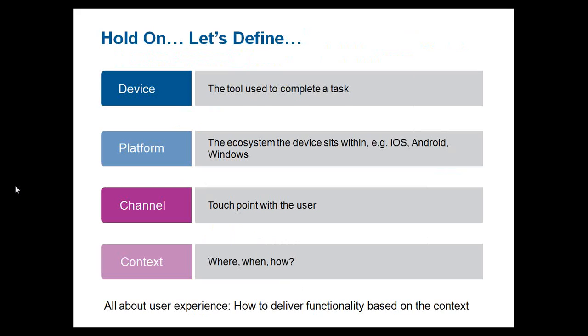So we don't want to worry about devices, the tools. We don't want to be worrying about the platforms, the ecosystems. That's to say that really the type of smartphone, the type of tablet that people are using really shouldn't matter. What we're concerned about is whether they're using a smartphone or tablet or PC, and where and when, because those two go hand in hand with how our users are actually trying to work and what they're trying to accomplish at the time. It's all about delivering functionality based on the context.